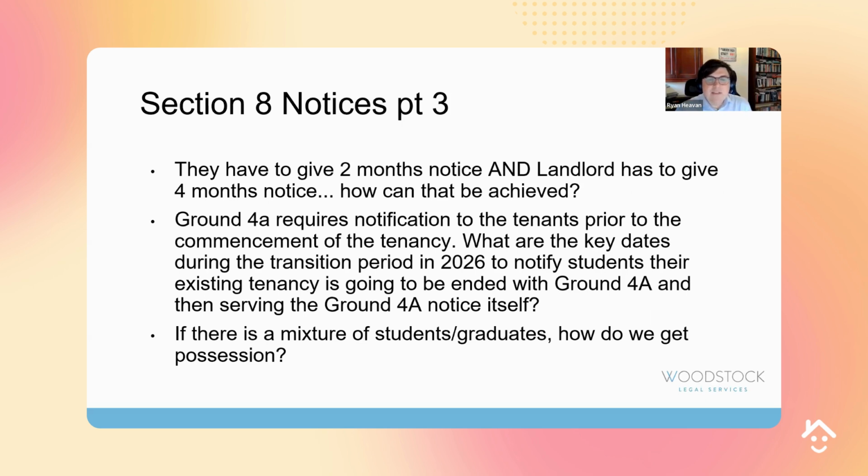This question here says the tenant has to give 2 months' notice and the landlord has to give 4 months' notice. How can that be achieved? This person has misunderstood what the rules are. So both the tenant's notice, which is the 2 month notice period, and the landlord's notice, being the 4 month notice period, are unilateral notices.